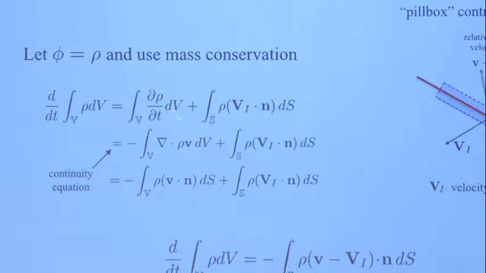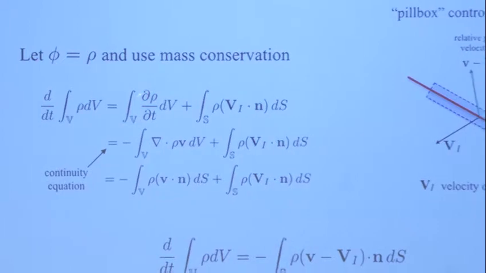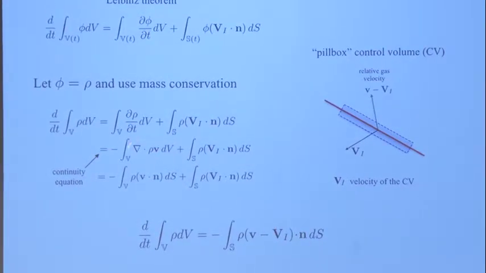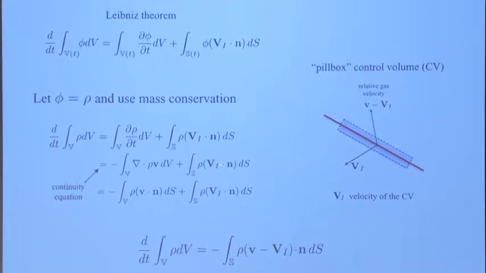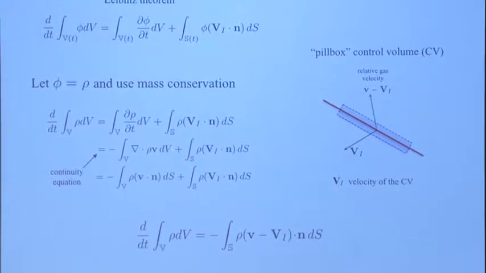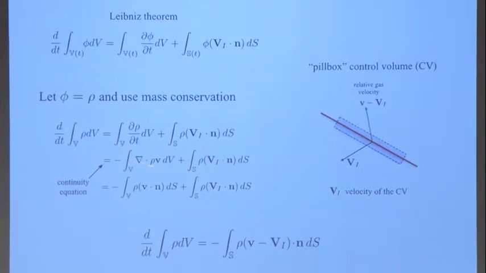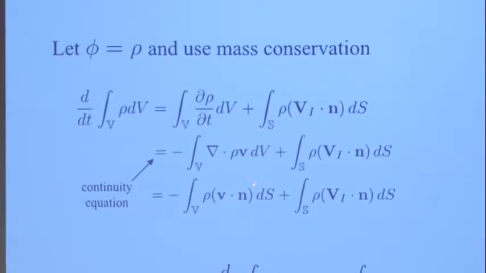So, this part, the partial rho partial t, by mass conservation, I can replace by the divergence of rho v. And this term, which is the surface integral, well, this is just substituted here, right? So the next step is to use the divergence theorem and rewrite this volume integral as a surface integral.